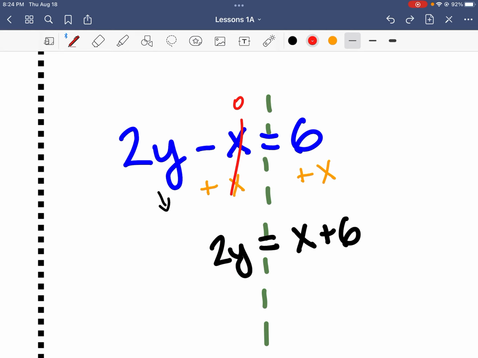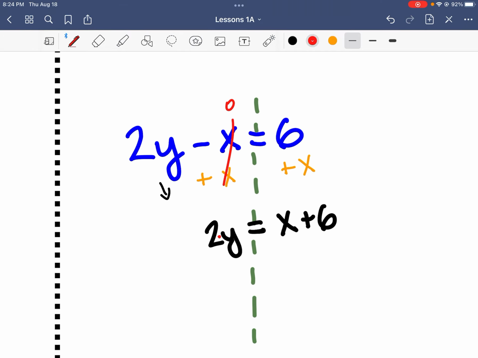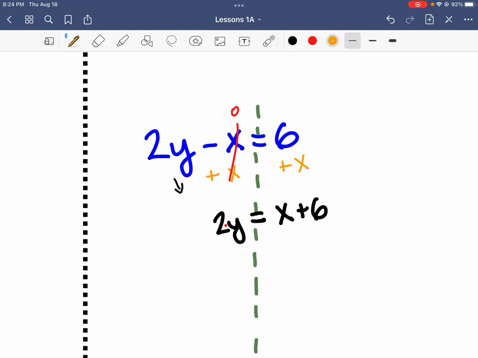So what is 2 doing with y? Remember that when they're close to each other like that, they're actually multiplying. So to get rid of it, I have to do the opposite of multiplying, which is dividing. And what I do to one side, I do to the other side.